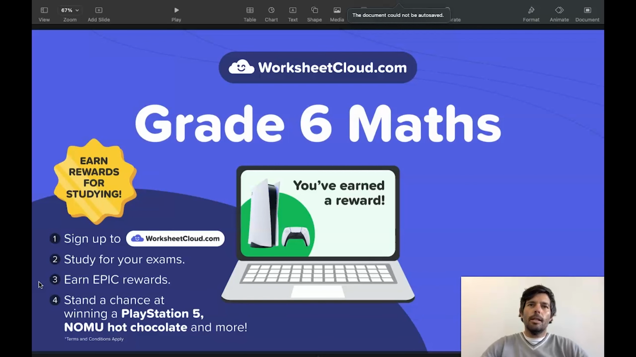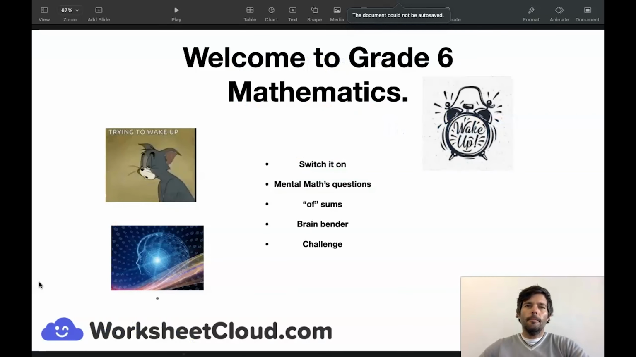Let's get into today's lesson. Okay, this is what we've got for today. A little switch-on activity, some mental maths questions covering some principles that I feel you should know on fractions. Then there's a brain bender and a challenger to end off on. Let's have a look at the switch-on activity.